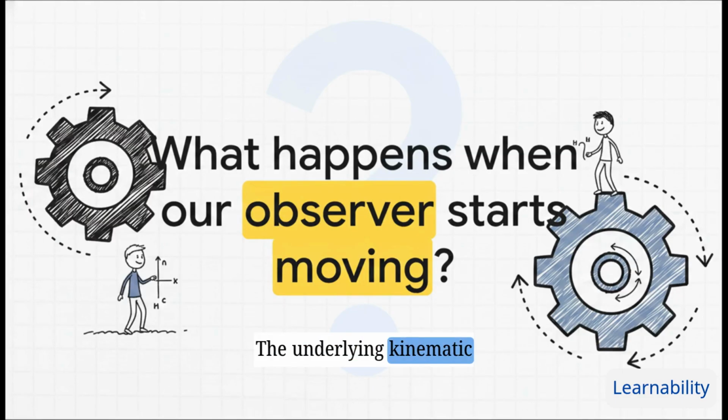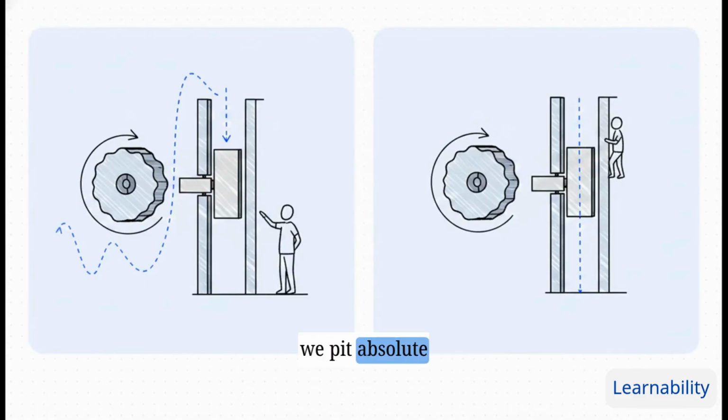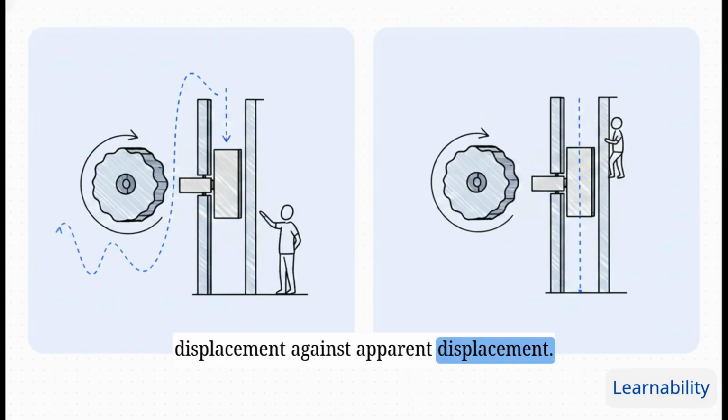The underlying kinematic math changes entirely depending on whether your point of view is permanently fixed to the laboratory floor or if you are virtually riding on top of a spinning gear. So we pit absolute displacement against apparent displacement.